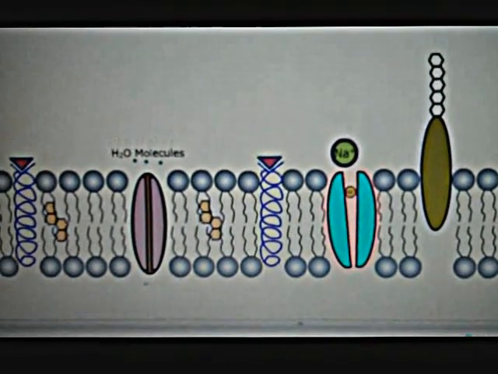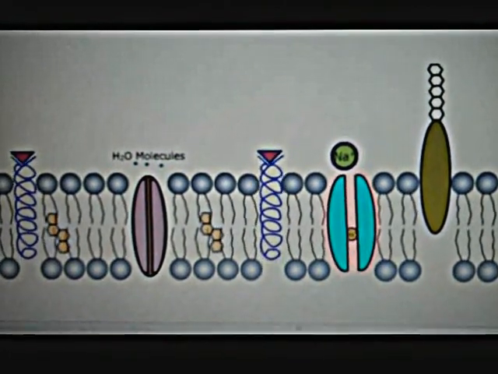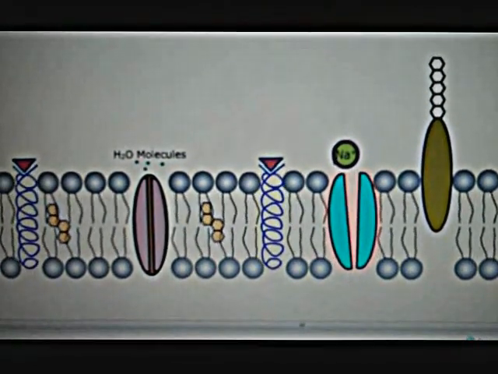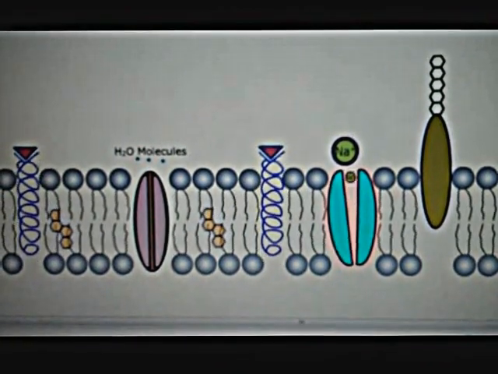The plasma membrane, which is a barrier that encloses the cell and separates it from the external environment, functions to allow oxygen, nutrients, and waste to enter in and out of the cell.